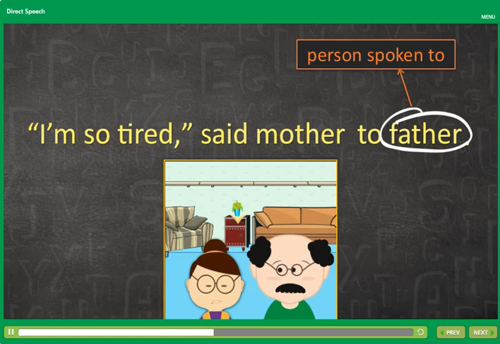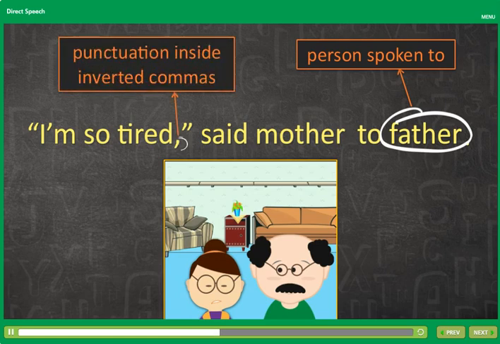The sentence inside the inverted commas always has punctuation within the inverted commas. Here, you can see a comma is used. But if a question is being asked, you would use a question mark. If something is being said with a lot of emotion, you would use an exclamation mark.